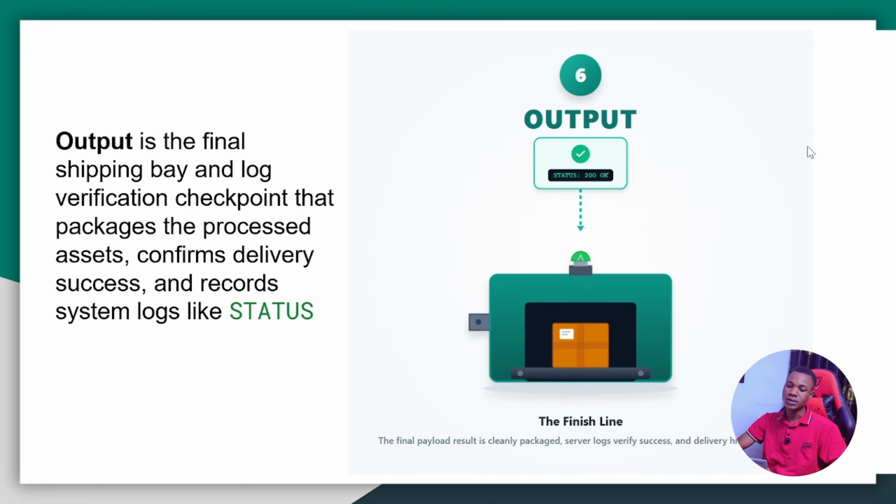Number 6 is now the output. The output is the final shipping bay and log verification. So if the details are now in your Excel, what do you do with them? You can, from there in Excel, do another thing to those numbers. So the system still automates even the numbers filtered in your Excel. I'm using Excel as an example.